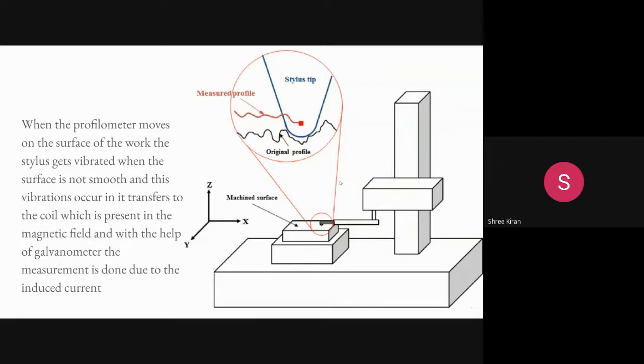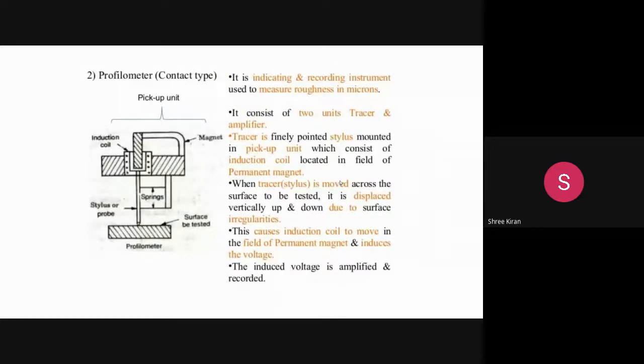the induced current. So this is what happens in the case of a profilometer, which is an indicating and recording instrument used to measure roughness in microns, and it consists of two units, that is tracer and amplifier. The tracer is a finely pointed stylus, and it consists of an induction coil in the field of a permanent magnet. The tracer stylus is moved across the surface to be tested and displaced vertically up and down due to the surface irregularities, which causes the induction coil to move in the field of the permanent magnet. The induced voltage is amplified and recorded.